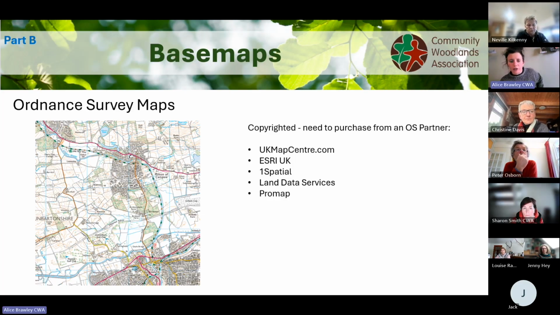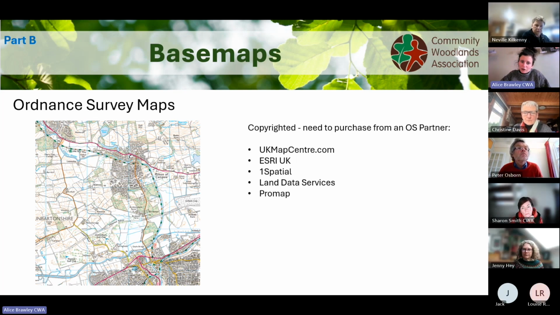And you purchase it from an OS partner. There's a lot of them out there. These are some suggestions: the ukmapcentre.com, Esri UK, One Spatial, Land Data Services, and ProMap. And you basically go onto their website, and I know the top two have like an interactive map, and you highlight the area that you want, and then they'll tell you how much it's going to cost, and you purchase it, and then they'll send you an email within like 20 minutes with the base map. So it's pretty quick.